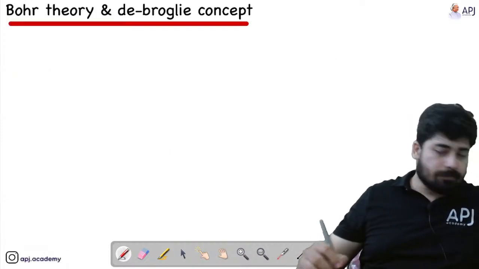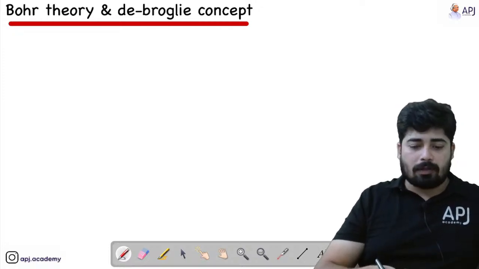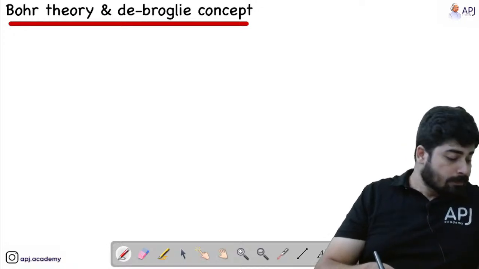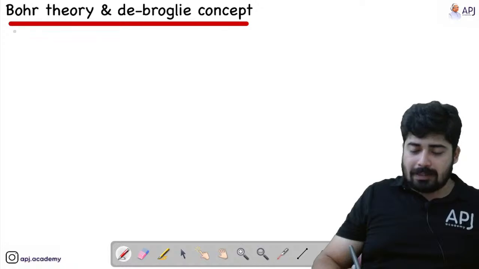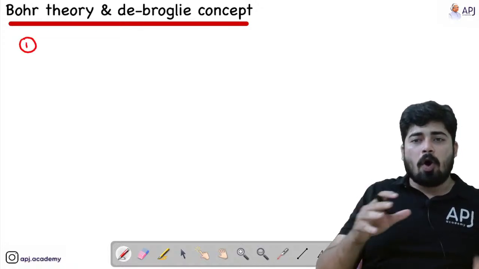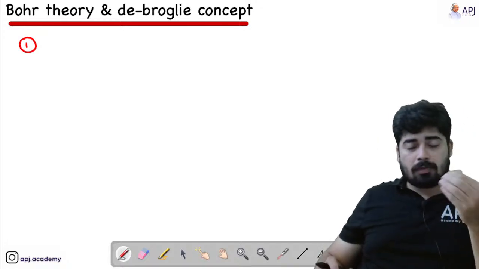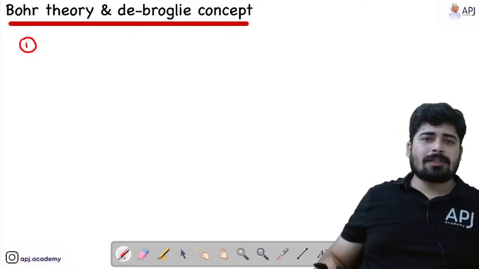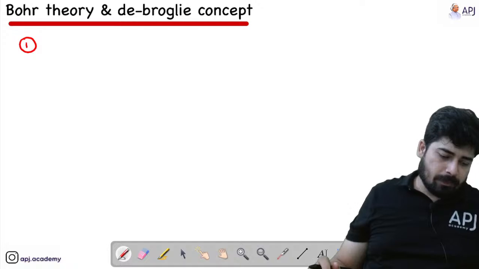Now the next one: Bohr theory and the de Broglie concept. That's what we are going to discuss next. Considering what Bohr said, the electron will orbit in those particular orbits or shells which have an angular momentum of h by 2 pi, right?